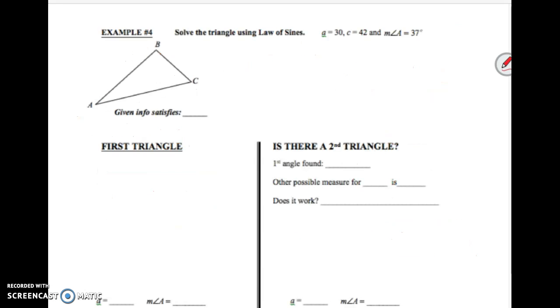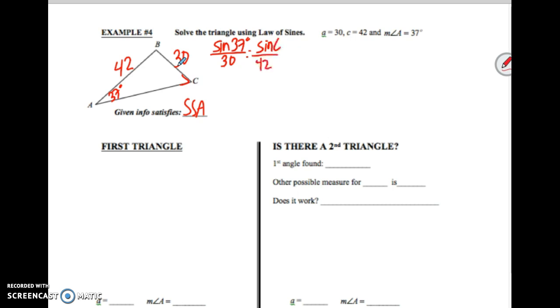Now looking at our next example, example 4, it says solve the triangle using the law of sines, where the measure of side length A is 30, the measure of side length C is 42, and the measure of angle A is 37 degrees. This given information satisfies side-side-angle again. So in order to find the measure of angle C, we take sine of 37 degrees divided by 30, and set that equal to sine of C divided by 42.